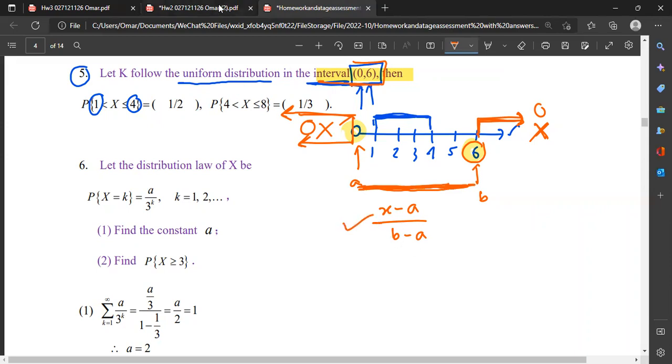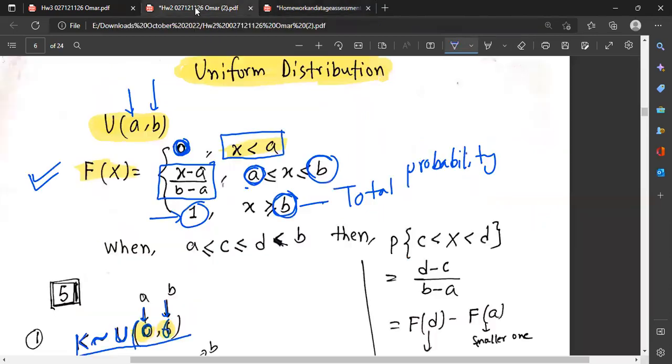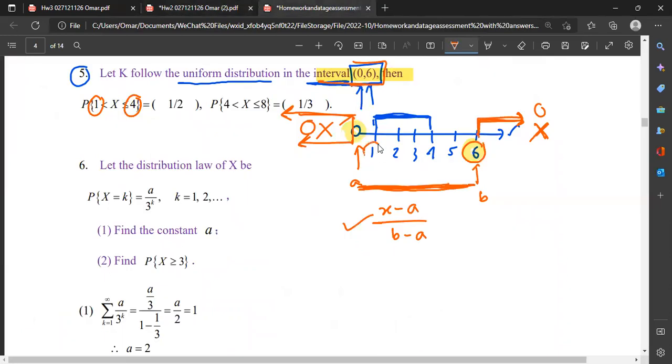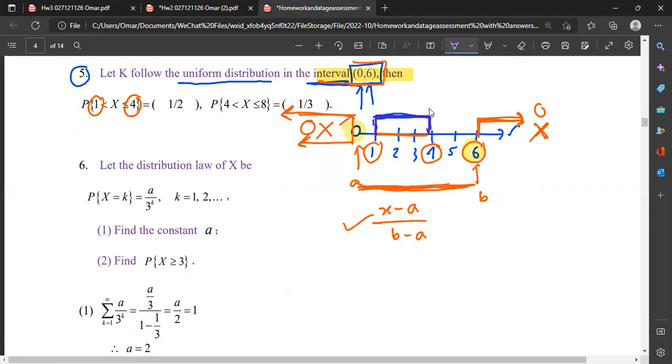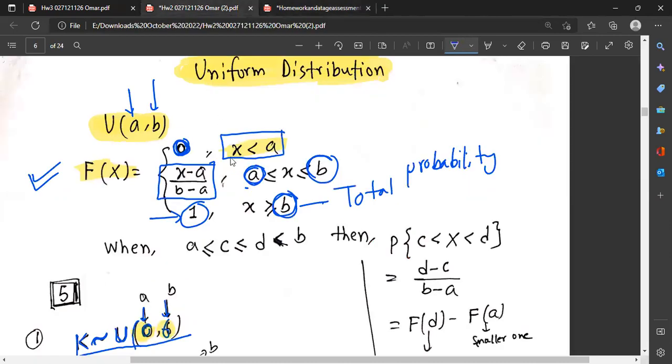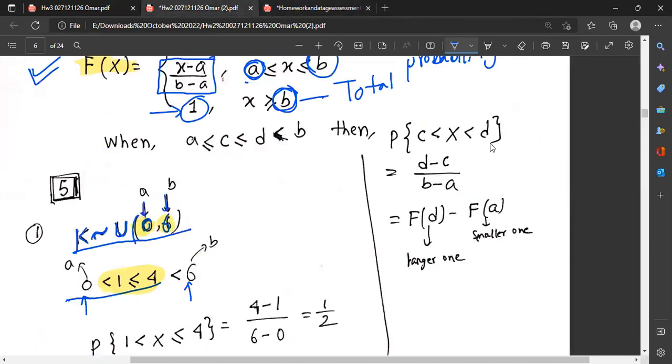So we will calculate now. Here it is said that we have to find the probability of X is greater than 1 and less than or equal to 4. You see here 1 and 4. 1 is here and 4 is here, right? So this part, I have marked it with the blue line, right? This part.